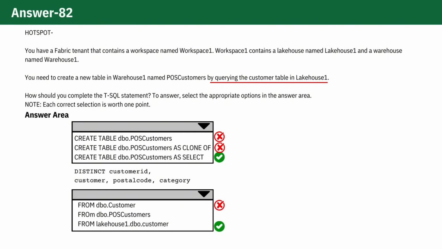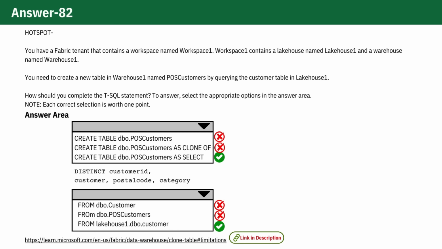Option FROM dbo.POS Customers. This option incorrectly references the table you are supposed to create, dbo.POS Customers, as the source. Since this table does not exist yet, it can't be the data source for the new table creation. Thus, this is an incorrect option.